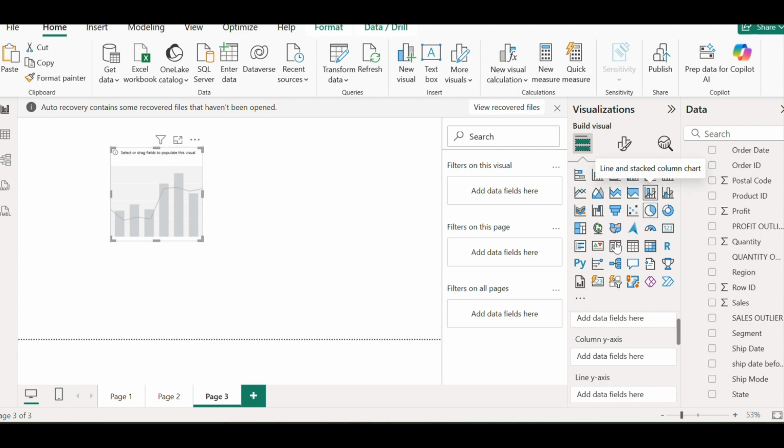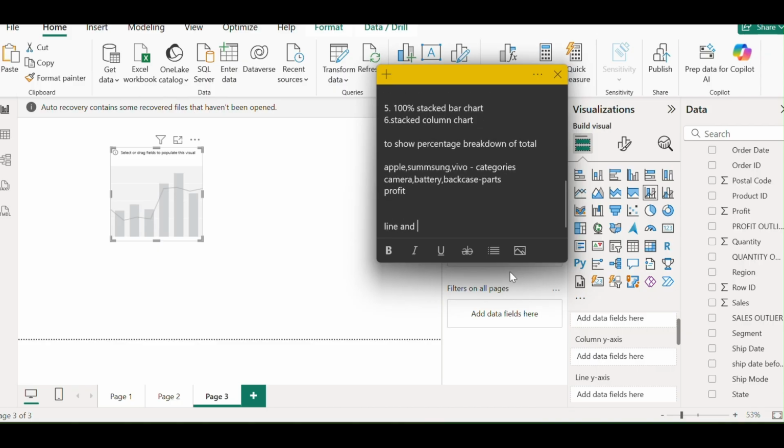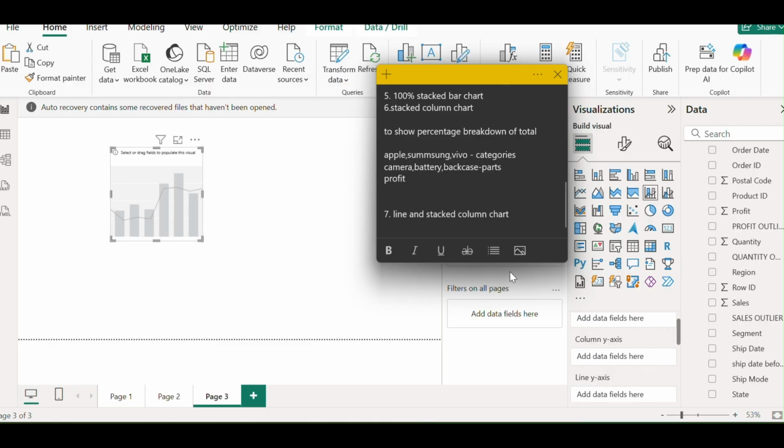So this one is line and stacked column, right? Line and stacked column chart. Our seventh one is line and stacked column chart.